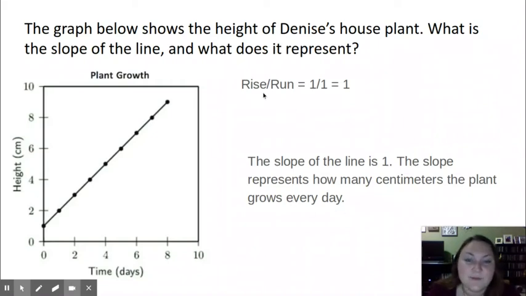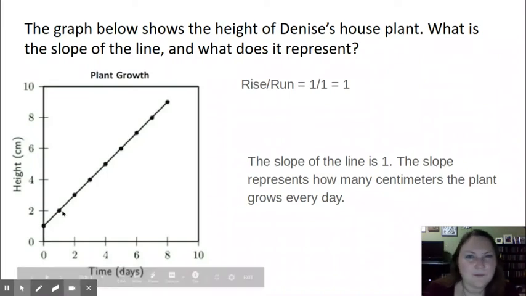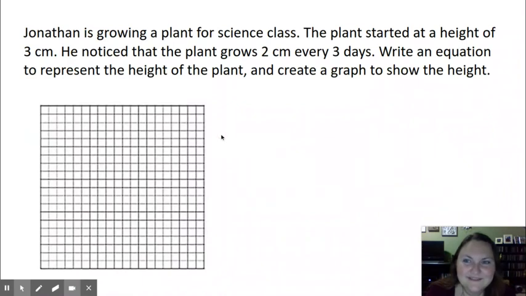It goes just back to slope being rise over run. If you're just saying the slope represents 1 centimeter, you're just describing the rise. We want to say 1 centimeter every day or 1 centimeter per day, something like that. So this was our first review question. We'll move on to the next one.